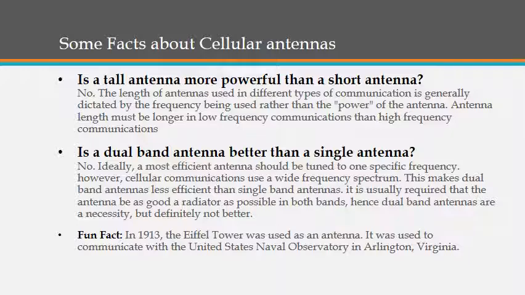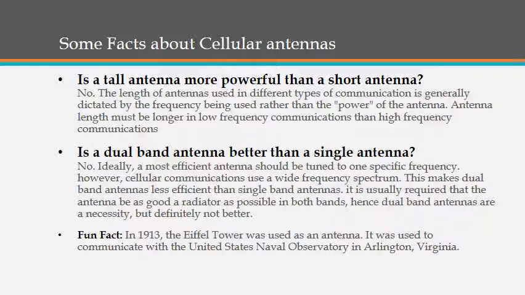Lower frequencies have longer wavelengths. Therefore, to achieve the same radiation pattern with the same energy, antenna length must be longer in low frequency communications than high frequency communications. These two antennas will achieve the same range in their respective frequencies under the same conditions, but their length difference is simply due to the frequency that each antenna is transmitting.